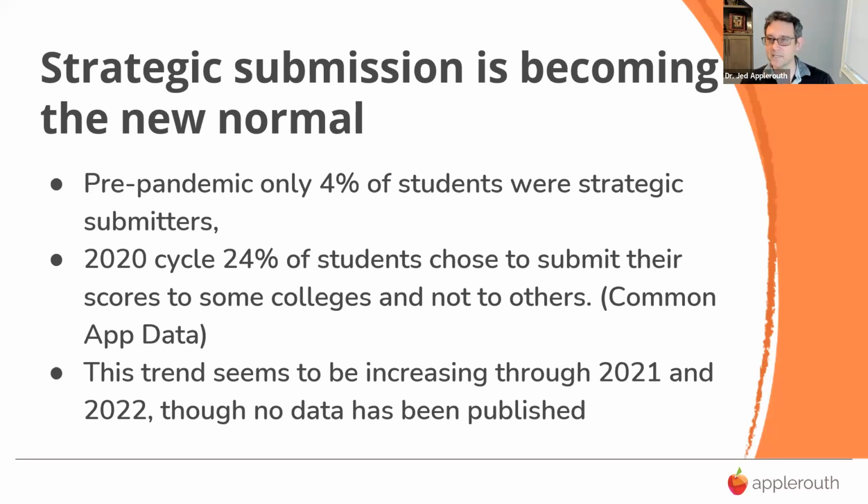And there are many more kids who are being strategic. So my 1270 on the SAT, that's great here, helps me here, hurts me here. Therefore, I send here, I withhold it here. On the Common App, you get to choose whether or not you send it to each school.